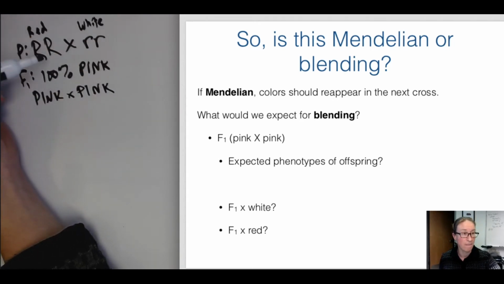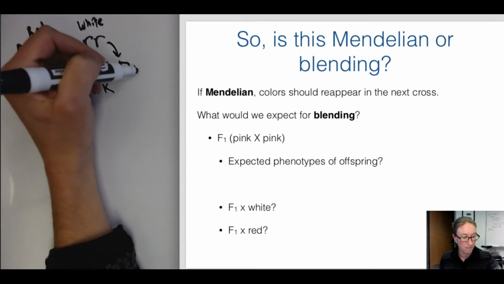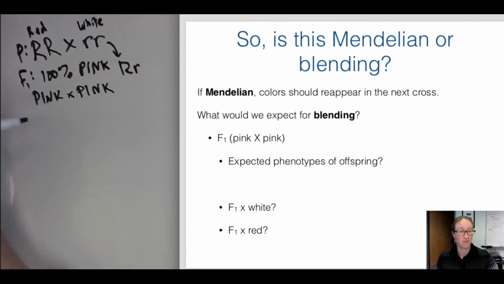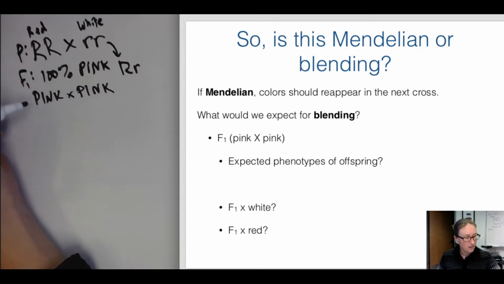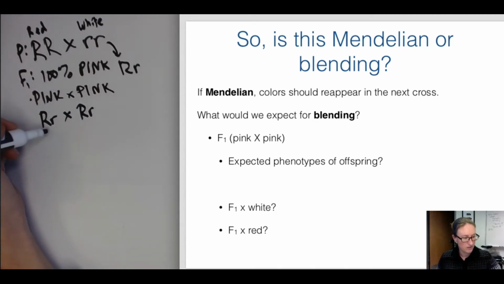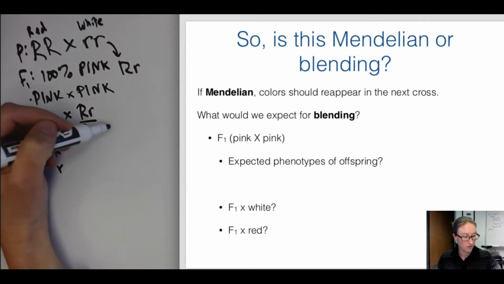under Mendelian inheritance, we'd expect these F1 individuals to be big R little r. So now if we cross pink with pink, if blending is the case, we would just expect to get pink through infinity, right? If Mendel's mode of inheritance is correct, then what we're looking at is crossing big R little r with big R little r. And so this is the classic case where each parent can produce two different types of gametes, right? So if we wanted to draw out a Punnett square, we draw out a 2x2 Punnett square, right? So big R or little r, big R or little r.